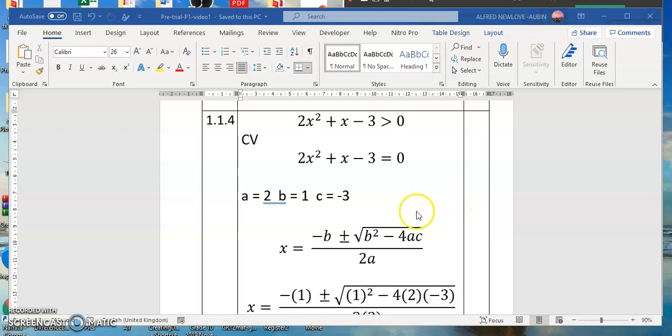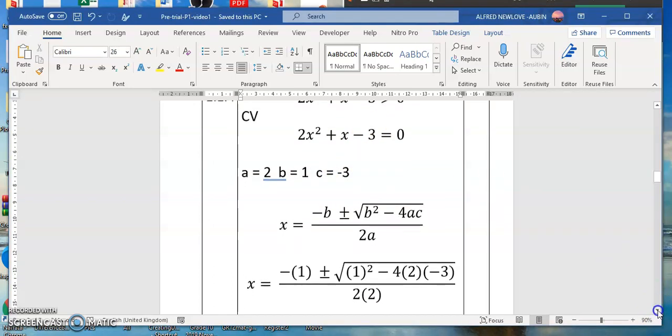Once again, we are continuing with the mock, and the question says solve for x, which is 2x squared plus x minus 3 is greater than 0. So the first thing you need to do is to find the critical value, and to find the critical value, you must equate it to 0. So your a is 2, there is 1 here, so your b is 1, and your c is minus 3.